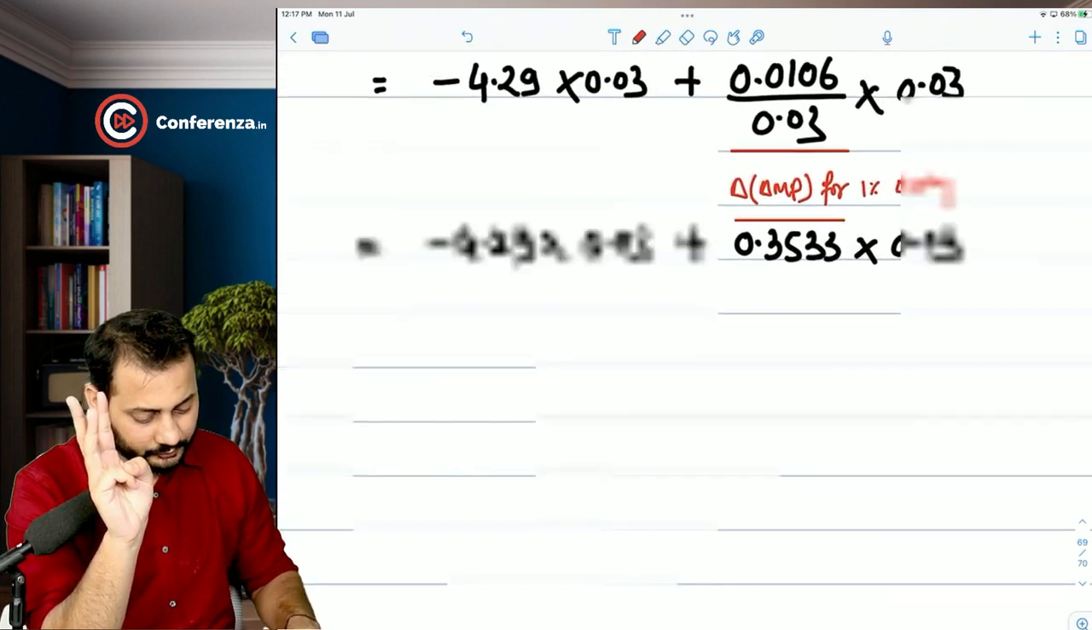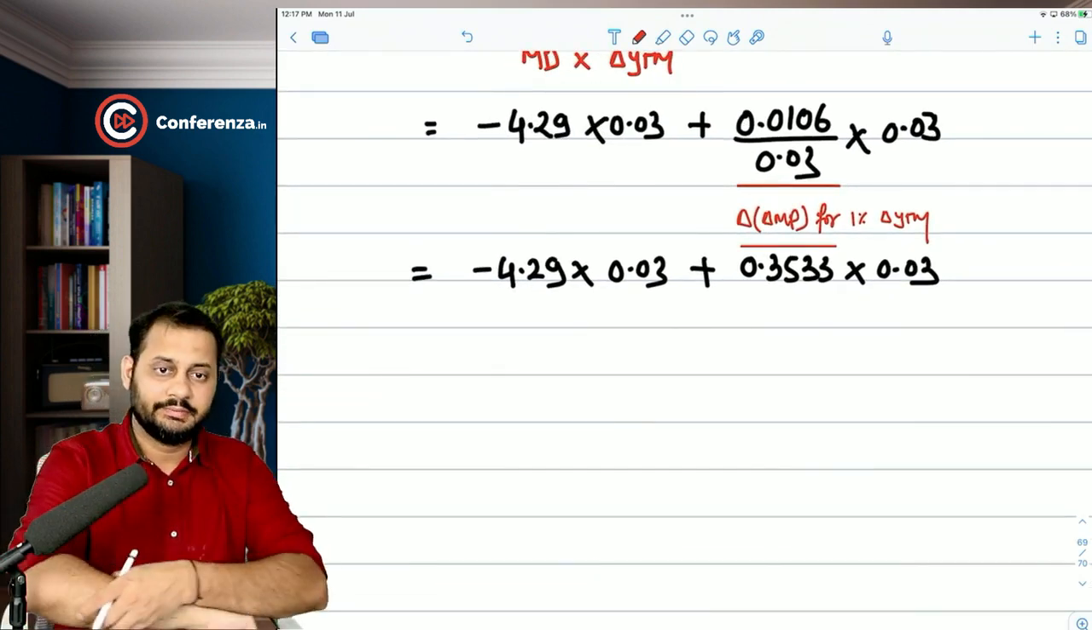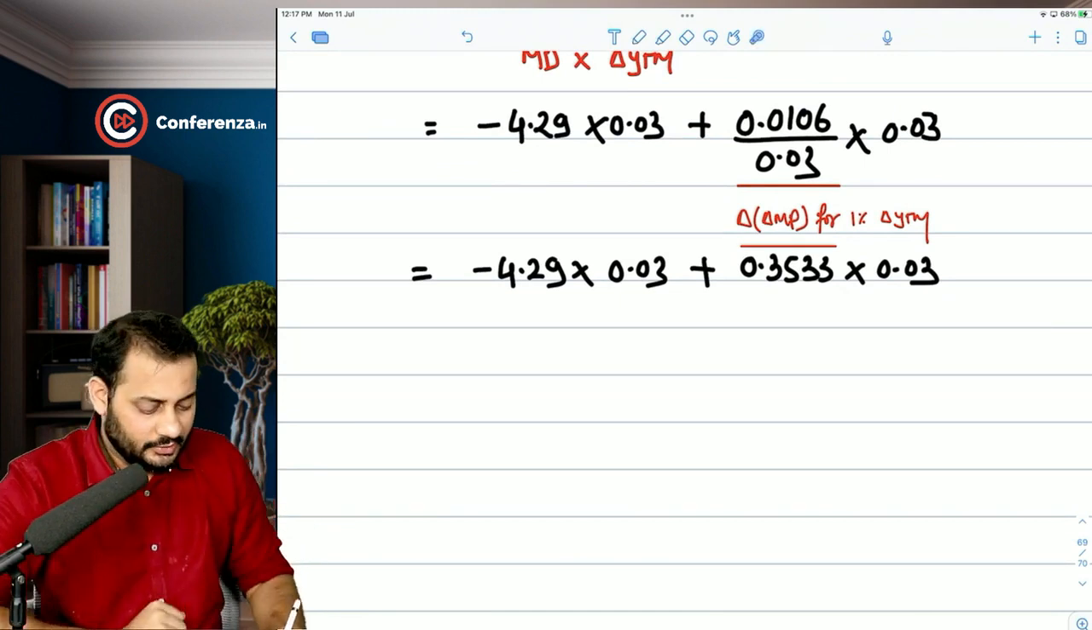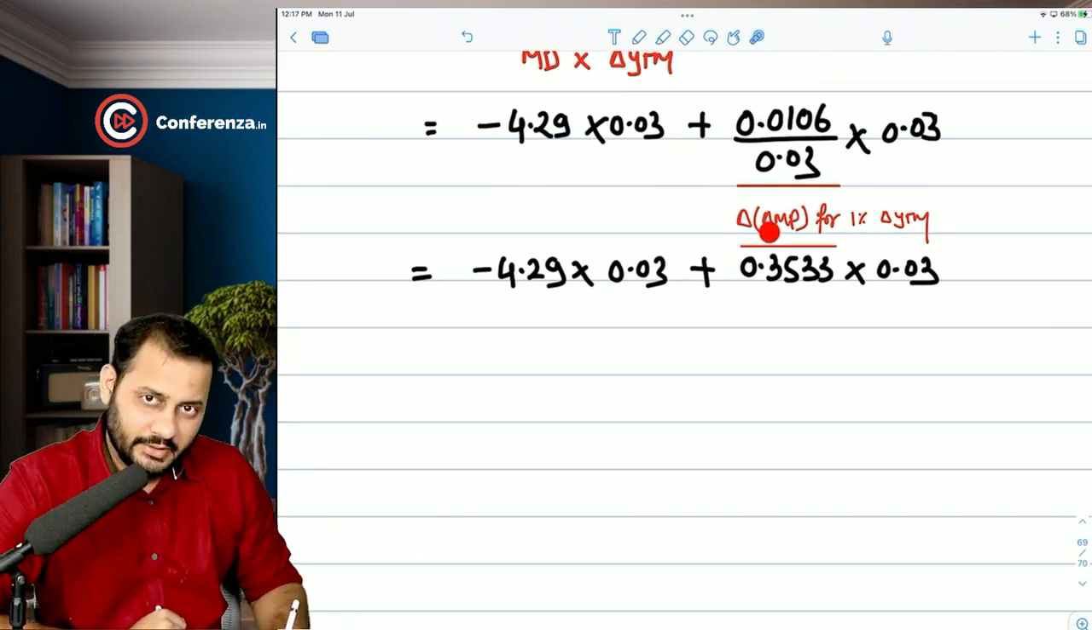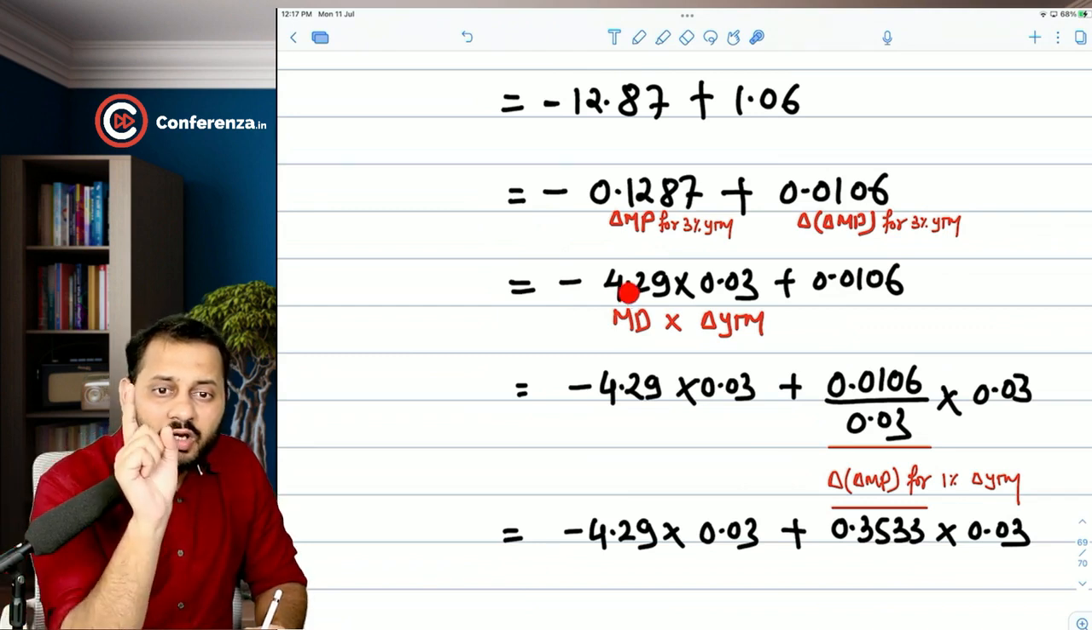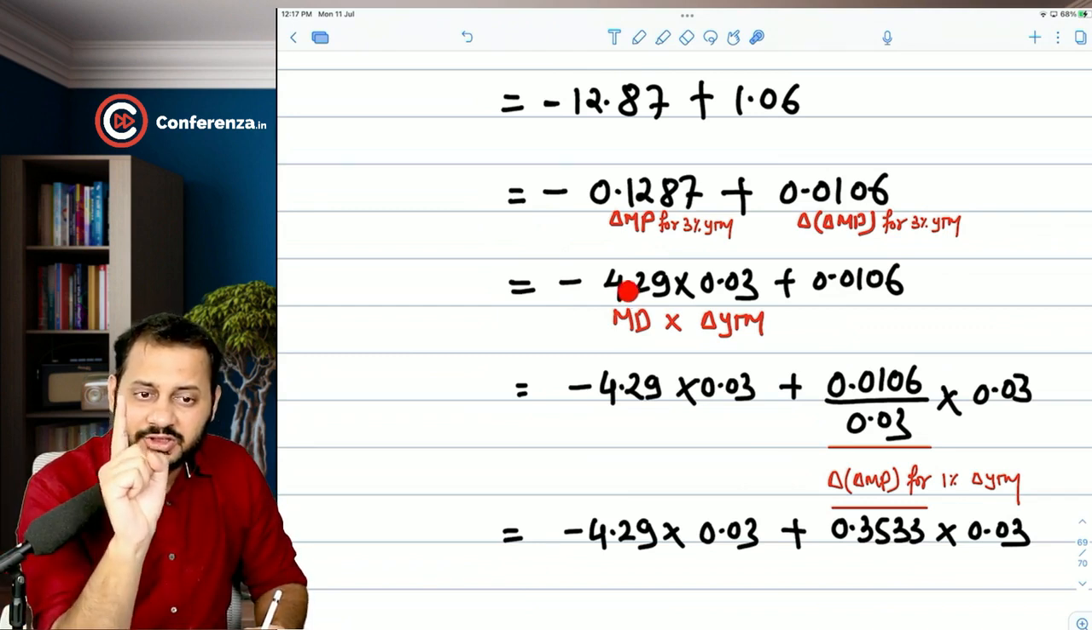Now, what is the formula for change in market price? See, change in market price for 1% change in YTM. This modified duration is called as change in market price. This was change in market price for 3% YTM. This 4.29 is nothing but change in market price for 1% change in YTM, and that is nothing but the modified duration.